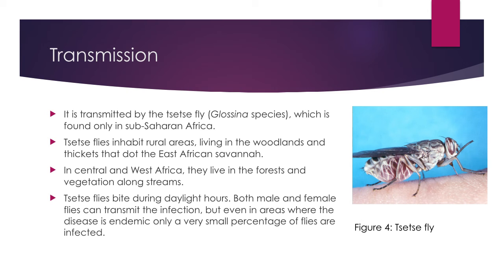Transmission. So the transmission is through the tsetse fly, which is found only in sub-Saharan Africa. The tsetse flies inhabit rural areas, living in the woodlands and thickets that are in East African savanna. In Central and West Africa, they live in forests and vegetation along streams.